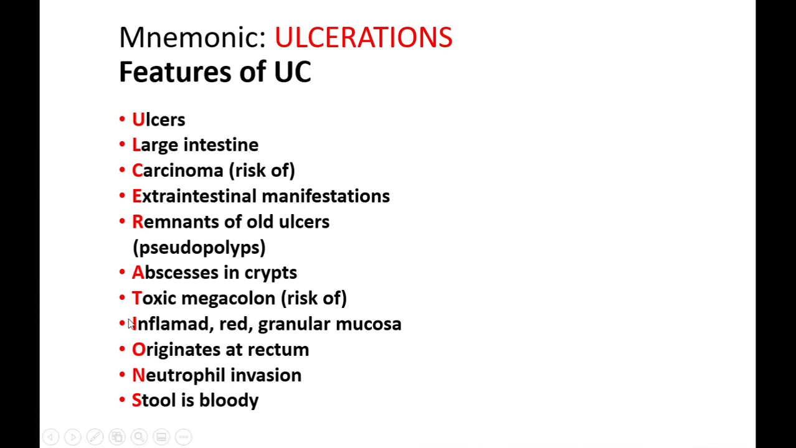Inflamed red granular mucosa, especially at the onset of relapse or active inflammation. Origin at the rectum: the rectum is involved in 100% of the cases. And neutrophil invasion, always indicating an active, ongoing inflammatory process. The repeated attacks of activity will enhance dysplastic changes and malignancy in the future. And the stool is bloody, with fresh blood in the stool.